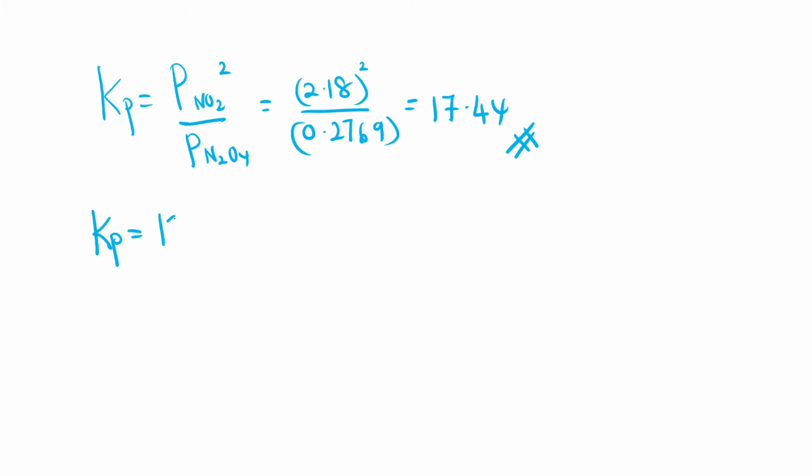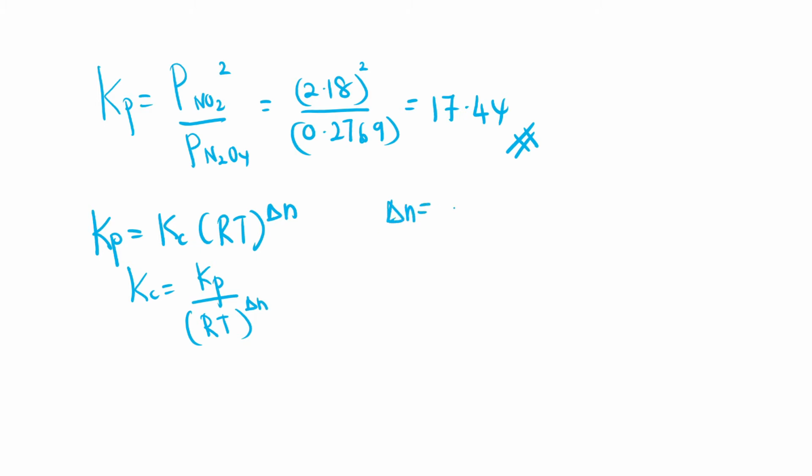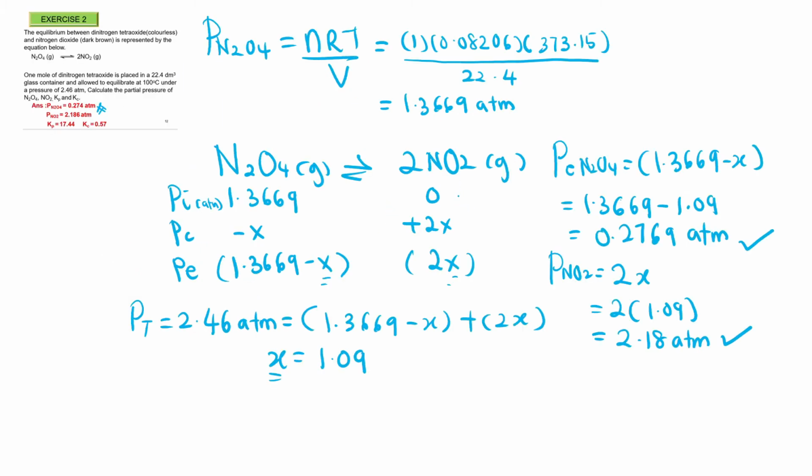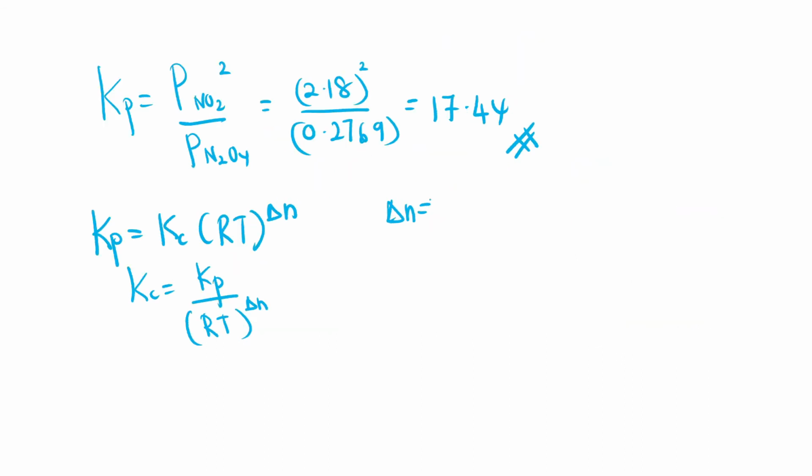Kp is equal to Kc RT delta N. Okay, so Kc is equal to Kp over RT delta N. So delta N here is, okay, so delta N kita tengok di sini. Okay, 2 minus 1. Okay, so 2 minus 1 is equal to 1. So this one is 1.